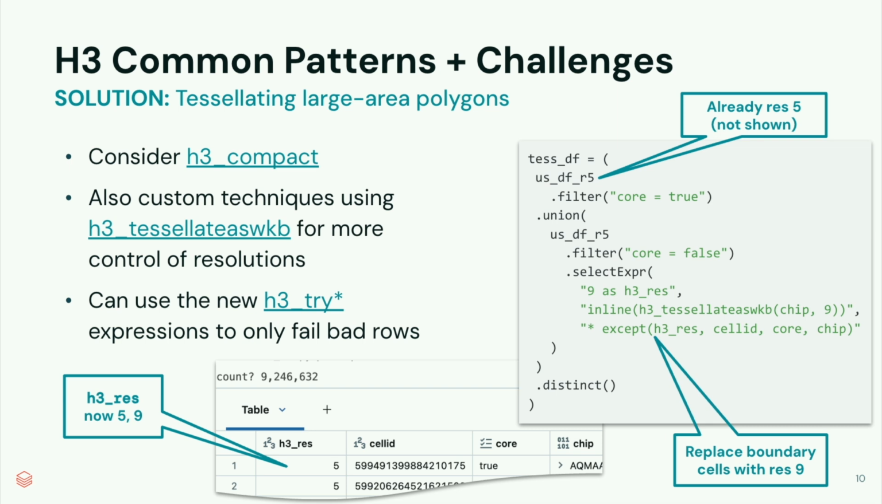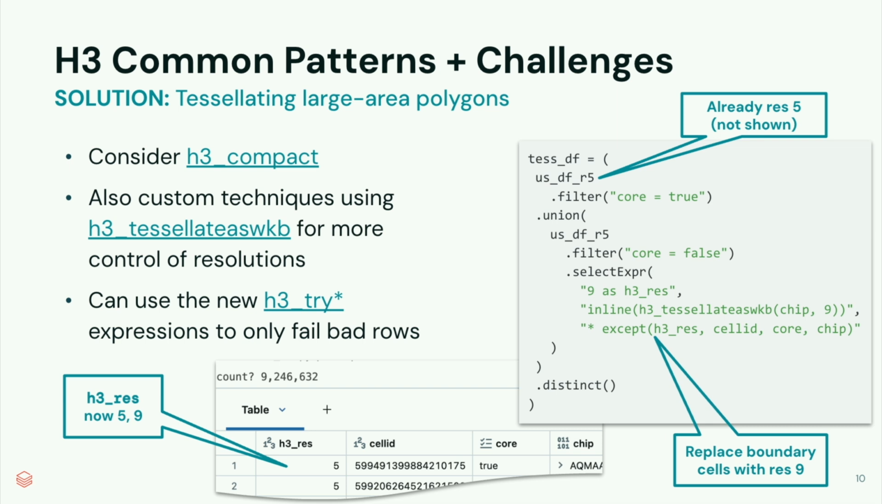So the ability to take advantage of another one of our expressions that may not be as well known as H3 tessellate as WKB. If you look at the bottom of this slide, you'll see 3 columns where normally if you do a cover as or a polyfill operation, you end up with 1 column, which is the cell IDs that cover that geometry.